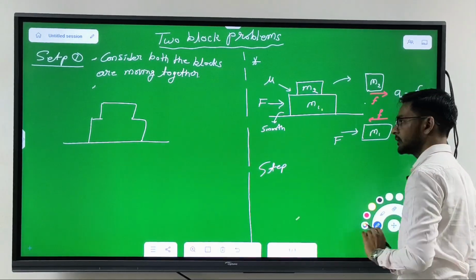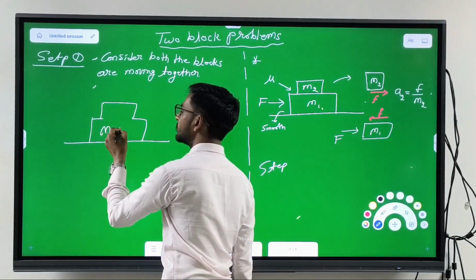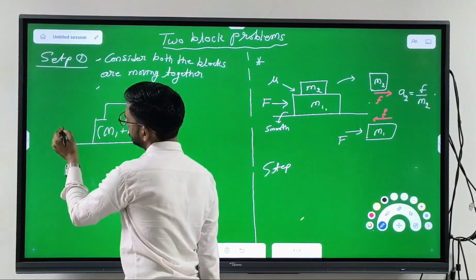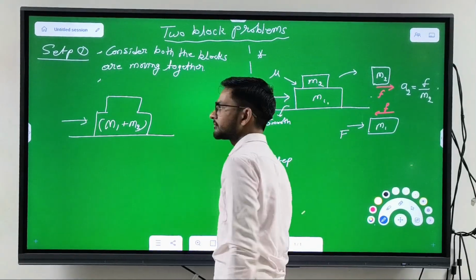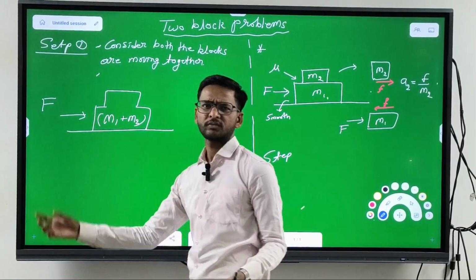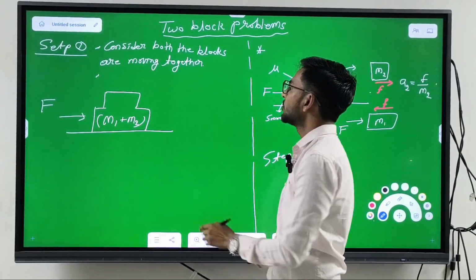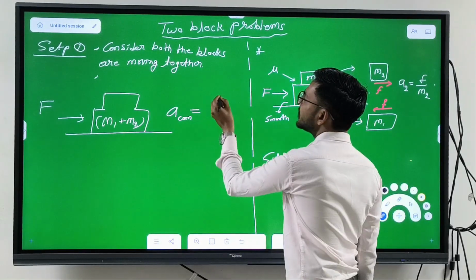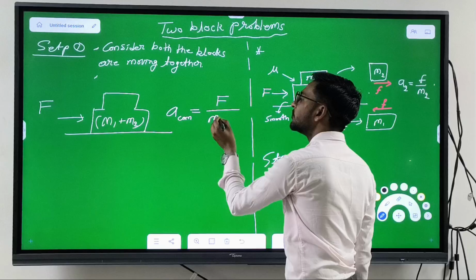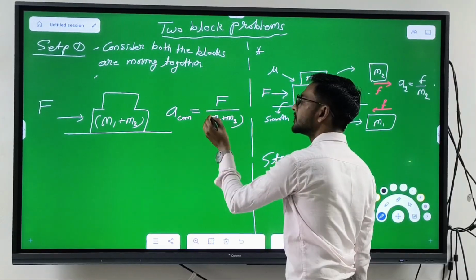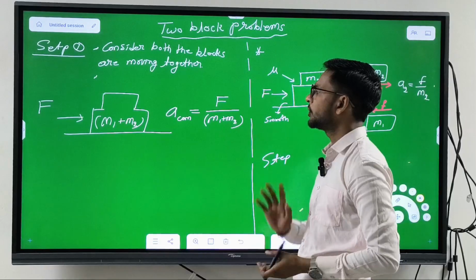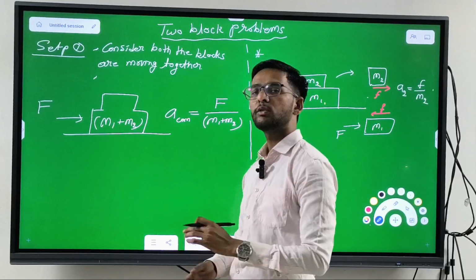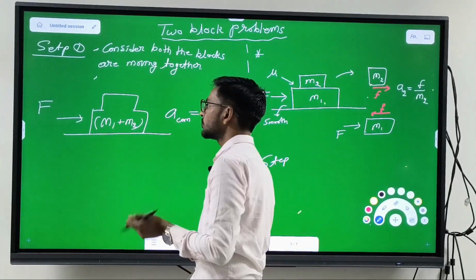What is the mass of that single body? It is m1 plus m2, sir. And what is the net force acting on the combined system? It is F, the external force we are applying on it. So the acceleration of the combined system will be F by m1 plus m2. But we are not sure that both blocks will move together or not, so we have to cross check it.